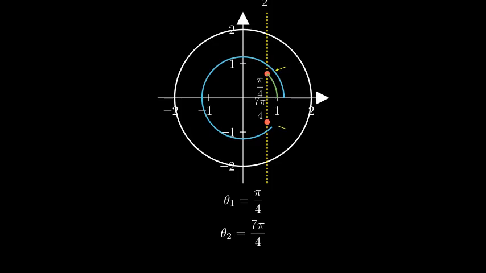Why? Because the cosine function repeats every 2 pi radians, and within each period, there are exactly two angles that give us the same cosine value, one in the first quadrant and one in the fourth quadrant.